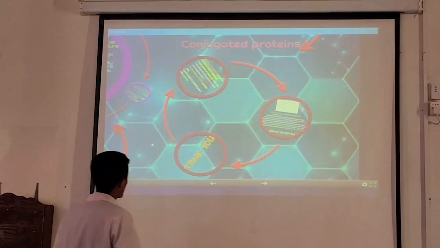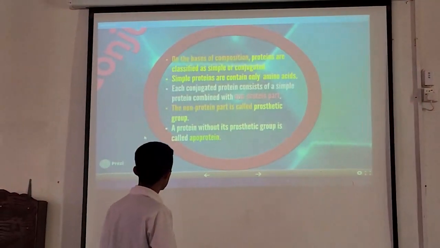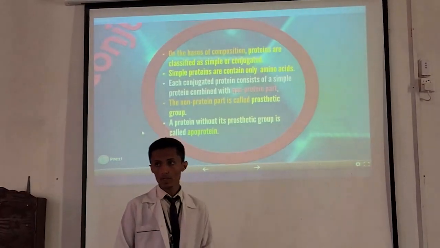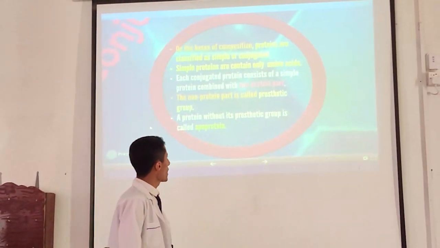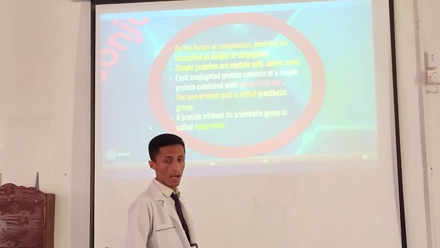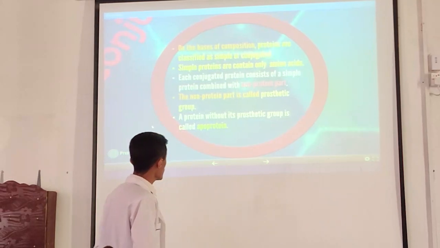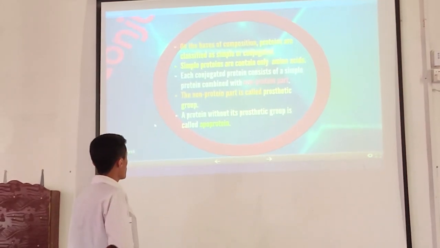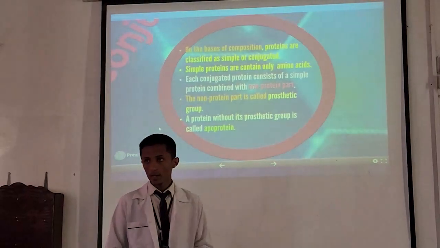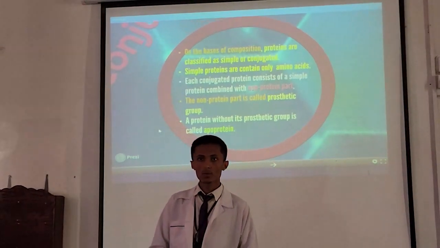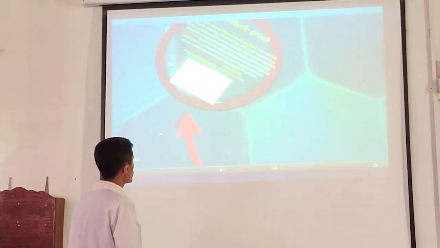Finally, conjugated proteins. On the basis of composition, proteins are classified as simple proteins or conjugated proteins. Simple proteins have only amino acids, and conjugated proteins have a simple protein and a non-protein part, which is called the prosthetic group. A protein without its prosthetic group is called an apoprotein, and when it's with its prosthetic group, it's called a holoprotein. So what is the prosthetic group?